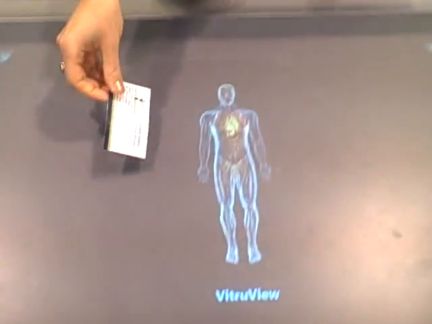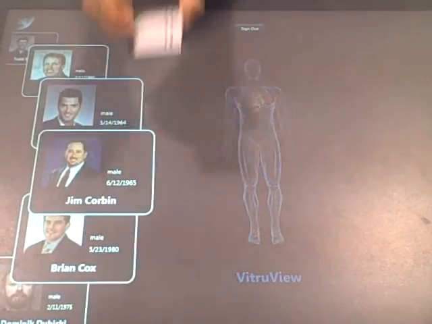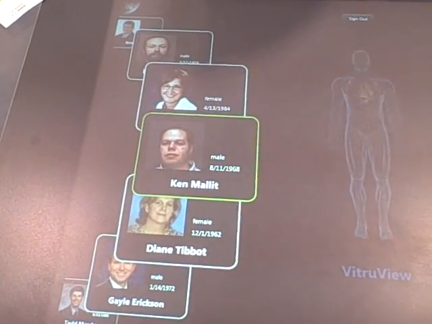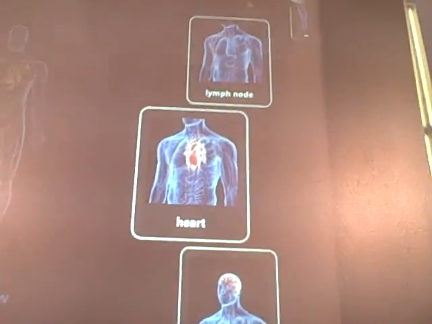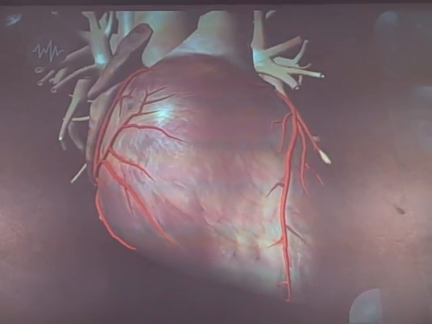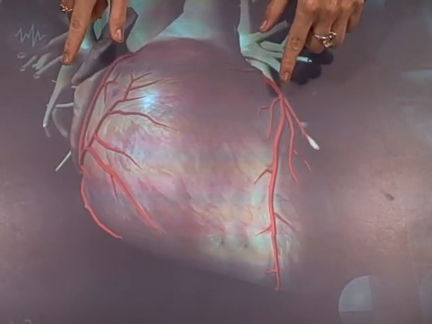So if I'm a doctor and I put my badge down to authenticate myself, my carousel of patients come up. Let's say that we're interested in taking a look at Ken. Here are some body parts and notes that we have on Ken. I'm going to choose the heart. This is actually going to go out to Microsoft Health Vault, which is a product that they acquired a few years back on electronic health records.